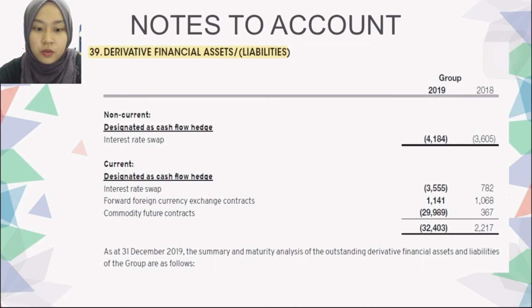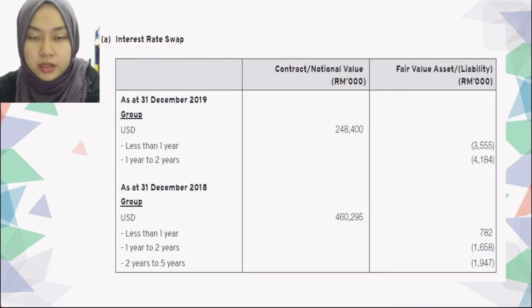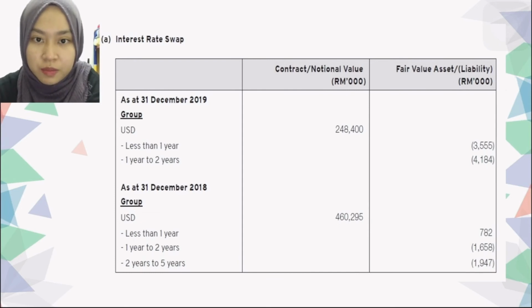There is a forward foreign currency exchange contract 1,141 and commodity future contracts 29,989. So we can see the summary of maturity analysis of the outstanding derivative financial assets and liabilities of the group in the next slide. So this is the detail of interest rate swap. As at 31st December 2019, there is a USD amount of 248,400.